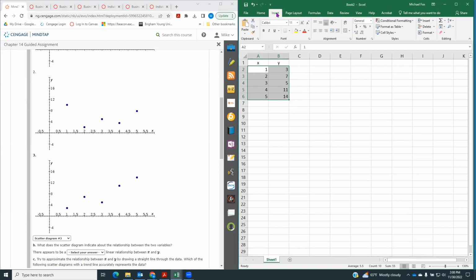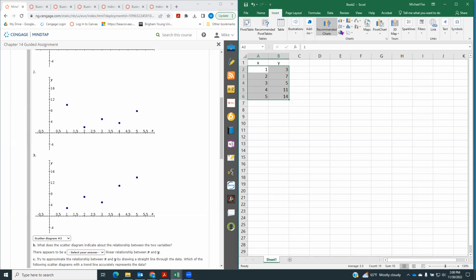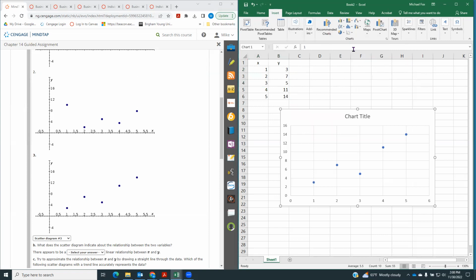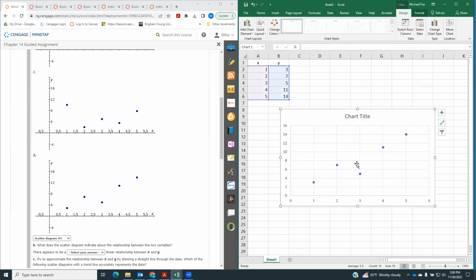And then we can insert and come over here to charts, and you see all these different ones: one that looks like a bar chart, one that looks like a pie chart. This one that has all the dots in there is a scatter chart. So if I hit the drop down, click the scatter, you can see it'll just plot it out for me. And that does indeed look very much like number 3. So there's our first one.